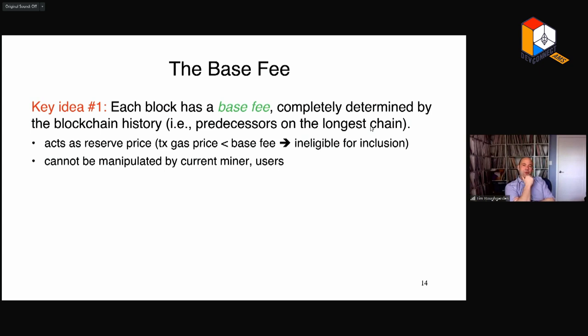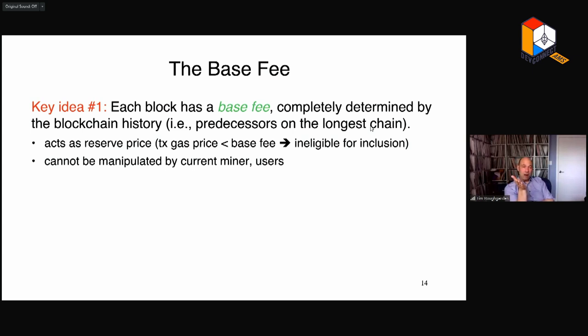So, three main ideas. Main idea number one is a reserve price, which in this context we will call a base fee. It serves the role of a reserve price in the sense that transactions unwilling to pay the base fee are ineligible for inclusion in the block. They'll be regarded as invalid transactions if you try to include them in a block. It's very important that this base fee can't be manipulated by the current block producer. So the base fee is going to be a deterministic function of all of the previous blocks.